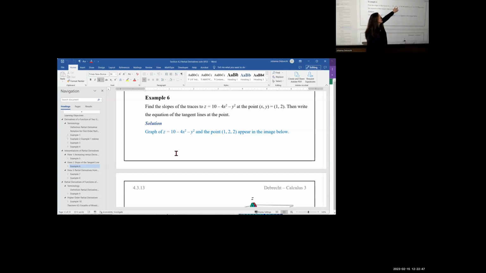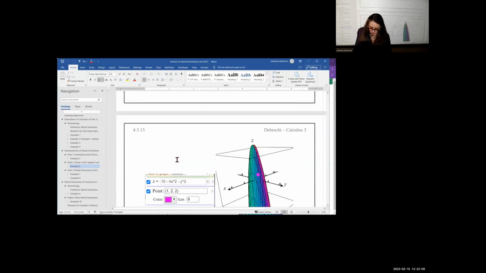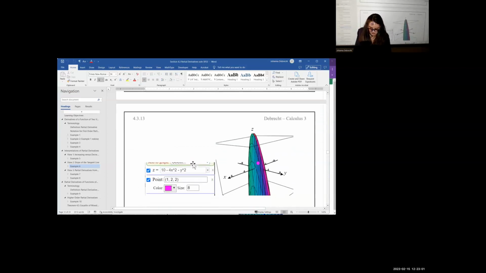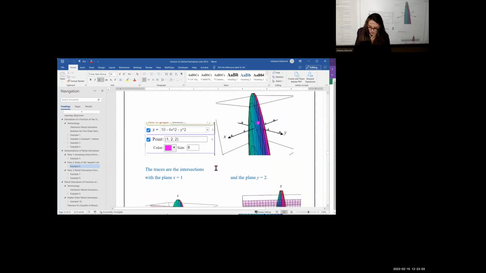So this is 10 minus 4, which is 6. 2 squared is 4. So 6 minus 4 gives me 2. So this is the point (1, 2, 2), right? So here's the graph. It's a kind of skinny little paraboloid, skinnier in one direction than the other. It's an elliptical paraboloid where the contour lines are ellipses and not circles.